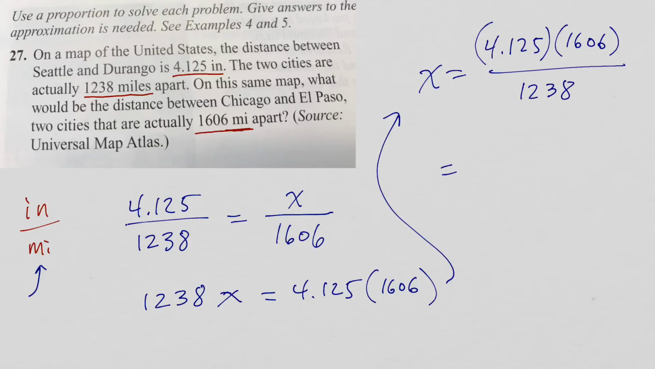So 4.125 times 1606 divided by 1238. And I got 5.35. It says to round to the nearest tenth. Now this is the tenth, so this is going to be 5.4. Now I have to do the correct unit. This is on top of the fraction, so we're putting this in inches. So this is 5.4 inches on the map.